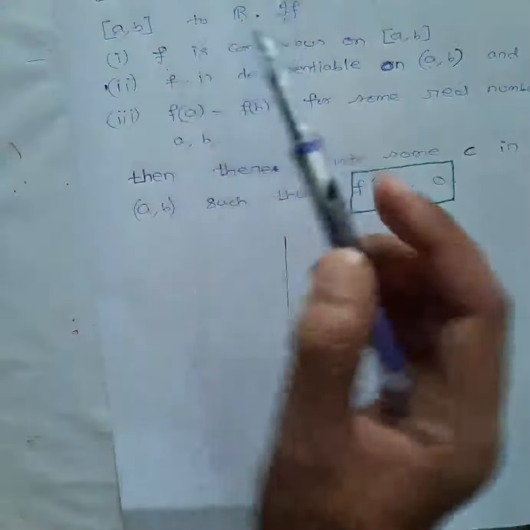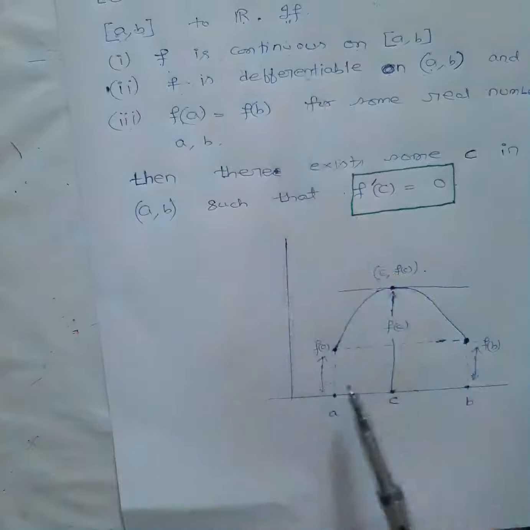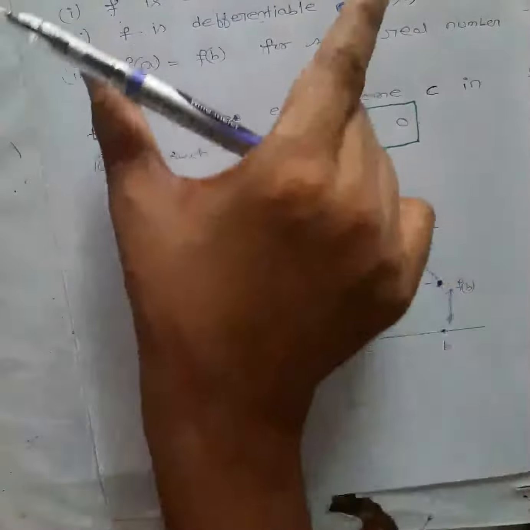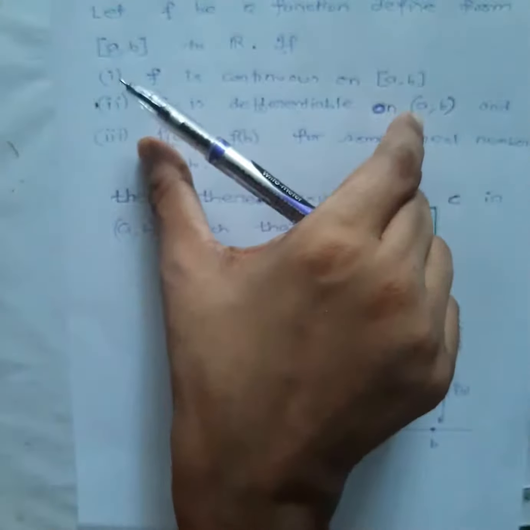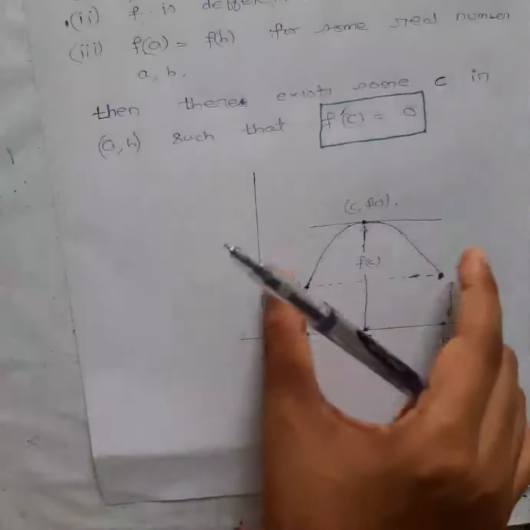Rolle's theorem must satisfy these three conditions. What are they? f must be continuous, meaning the graph should not break. Try to remember it this way, through the graph. If you simply try to memorize this statement, then you will not understand things properly. So try to understand with the help of the graph.